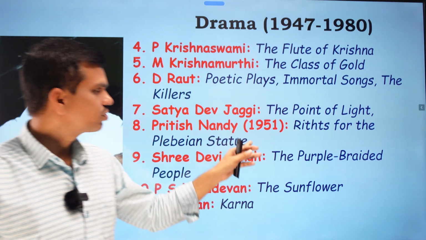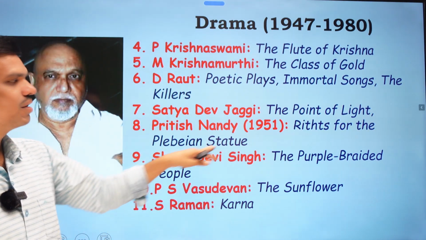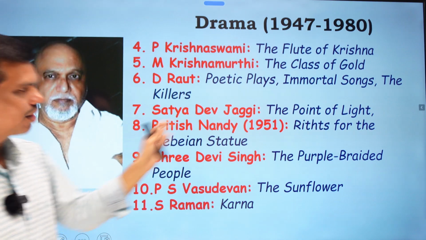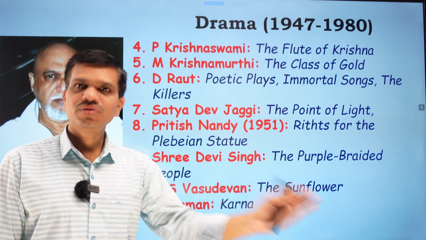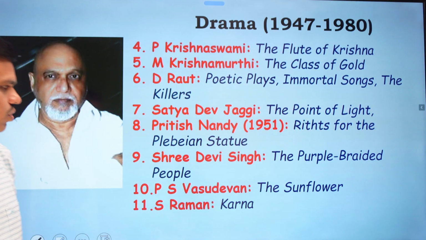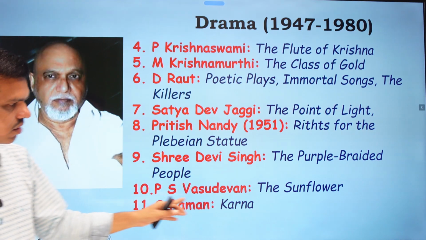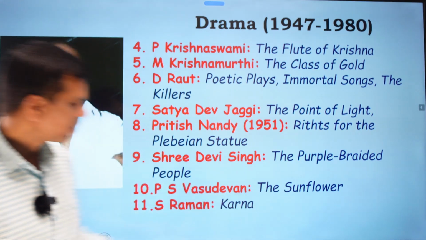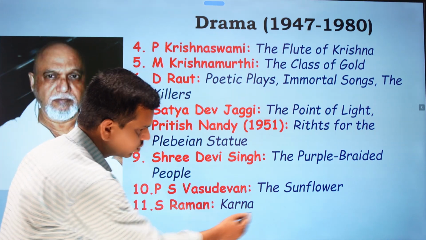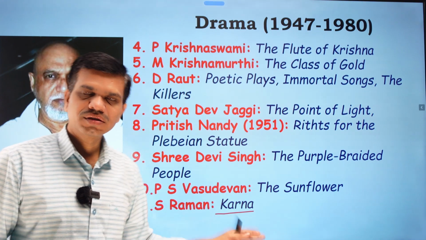So he composed the drama called Rights for the Plebeian Statue. He was also a parliamentarian, and he has a very vast career. And here we have his drama Rights for the Plebeian Statue. Next we have Shri Devi Singh, The Purple Braided People, P.S. Vasudevan, The Sunflower, and again S. Ramani's Karna. This also you can see is based on mythology.